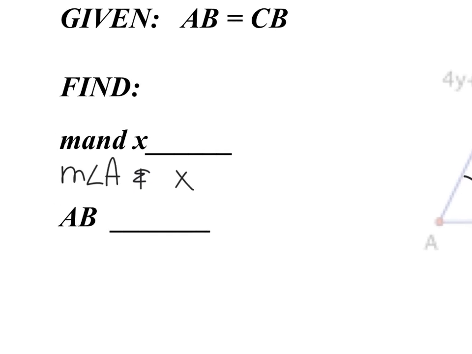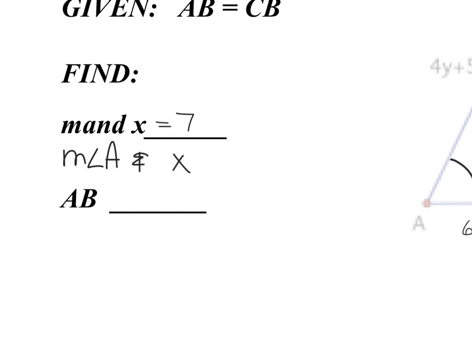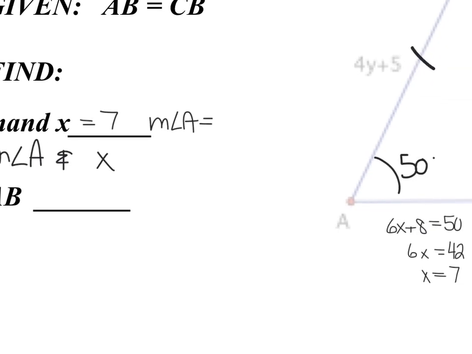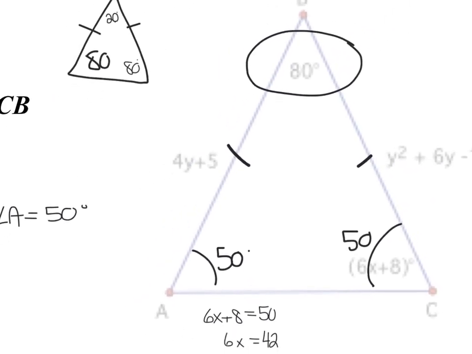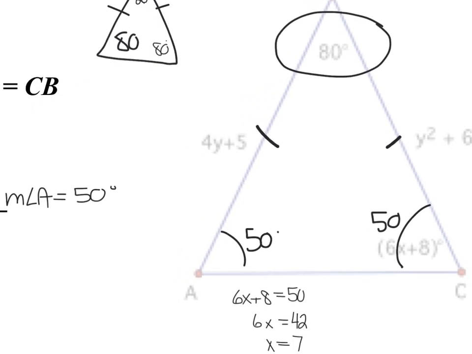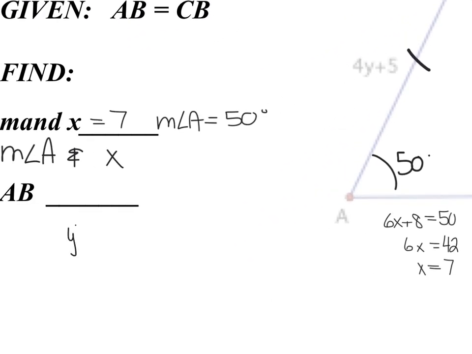So let's go ahead and figure this out. We'll do x equals 7, and the measure of angle A was 50 degrees. Okay? To find the length of segment AB, I have to set the two sides equal to each other because I need to find what y is. So I'm going to have y squared plus 6y minus 10 equals 4y plus 5.